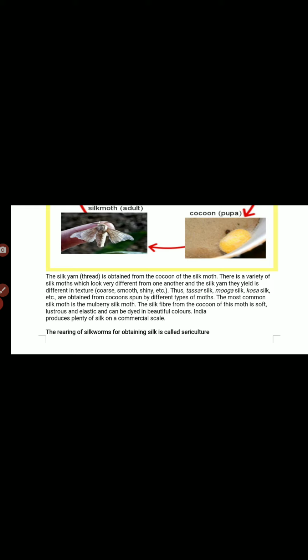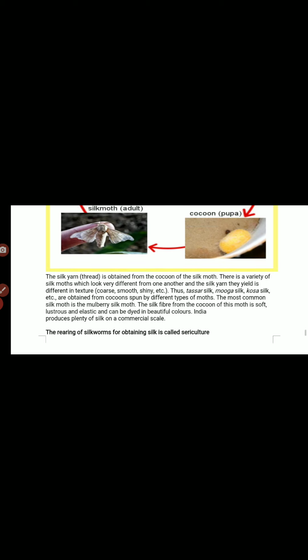The most common silk moth is the mulberry silk moth. The silk obtained from this mulberry silk moth is soft, lustrous and elastic. It can be dyed with different colors. You can see that in a video, which is given at the end of this file. India is also one of the major producers in the silk industry.